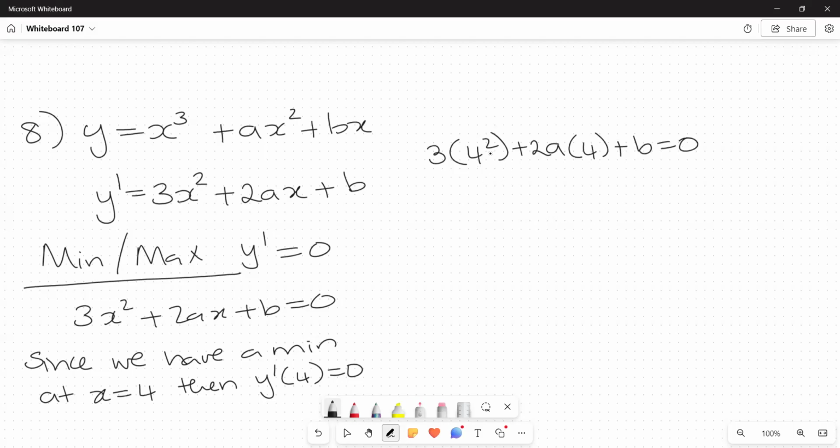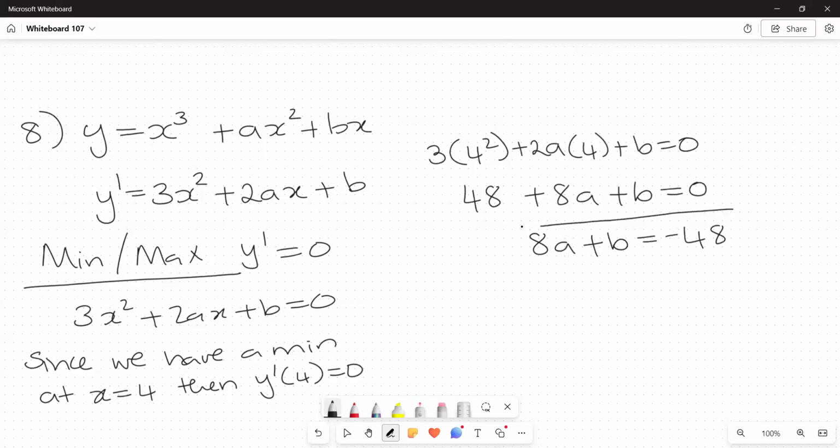So 4 squared is 16. 16 times 3 is 48, and we have 8a plus b. This is 0. So we can write 8a plus b is equal to minus 48. So we can't solve for a and b with just that one, so we leave it for now.